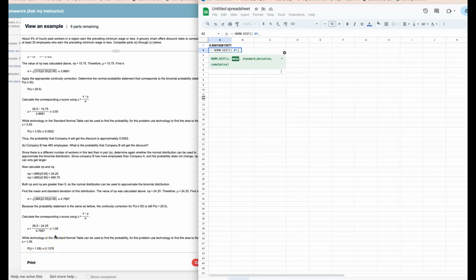The mean, again, because we're using the z-scores, your mean will always be 0. When you're using the z-scores, not the x's, okay, don't get that confused. If you're going back and using your x values, wherever they are, it would be different. But because we have it standardized to a z-score, your mean is 0. Your standard deviation is 1. Okay, and then we're going to say true for that, cumulative. Okay, and there you have your probability.